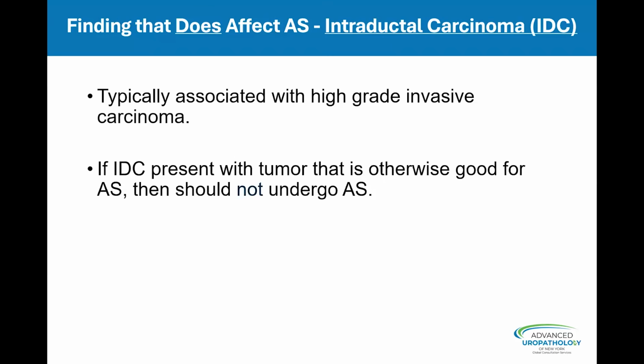Now, as I mentioned, a finding that does affect active surveillance is intraductal cancer. Typically, as I noted before, it's often associated with high-grade invasive cancer. So let's say you have a Gleason 6, you're on active surveillance, but one of the biopsies shows intraductal cancer. That's telling you that probably elsewhere in your prostate, there's unsampled high-grade cancer, and consequently, you should not be undergoing active surveillance. So intraductal cancer typically is a contraindication for active surveillance.